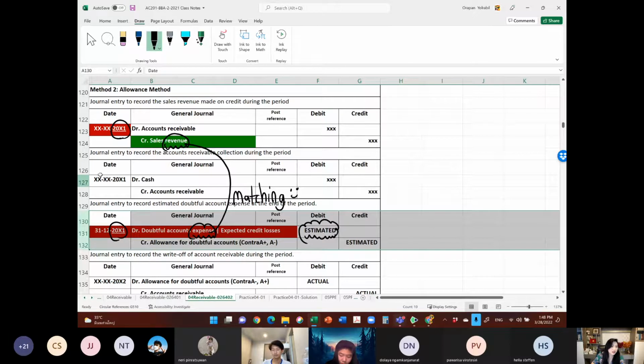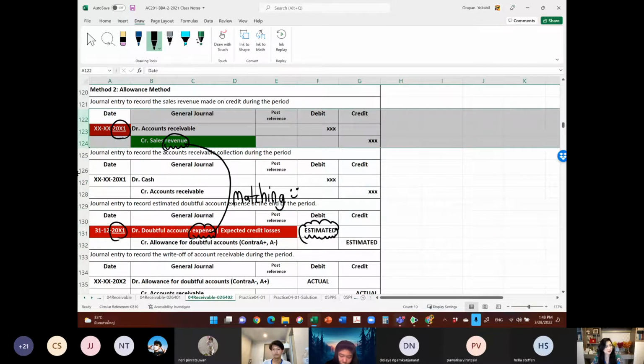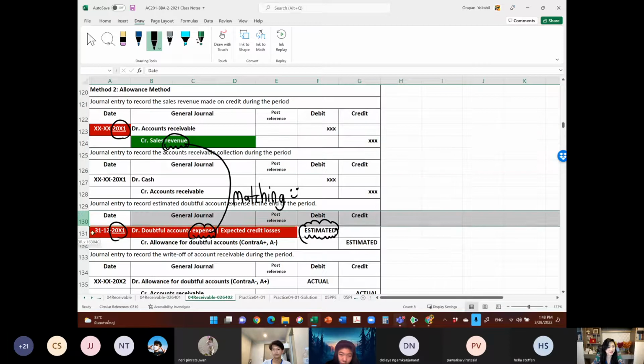Okay. So over here, everyone, you record revenue in year one, and then you estimate the expense at the end of year one. What is this estimation? You estimate the amount that you may not be able to collect in the future. Is this actual? No way. You don't know the exact amount, right? So that's the reason why you have to record the estimated expense here. In accounting, we allow estimated expense to be recorded.